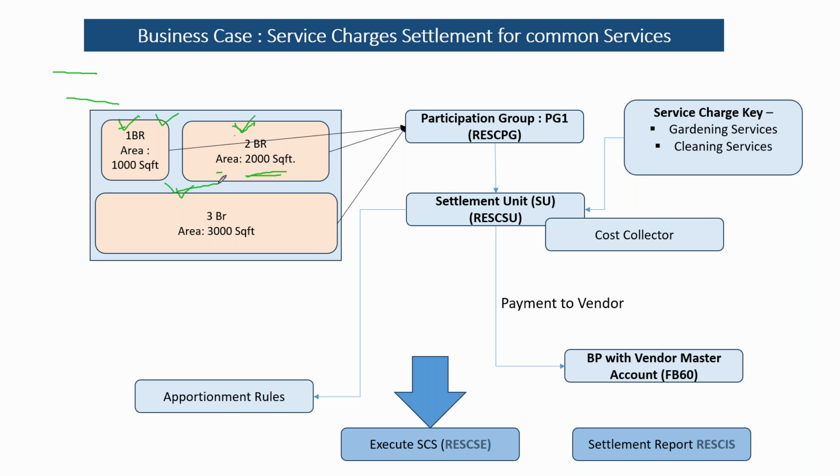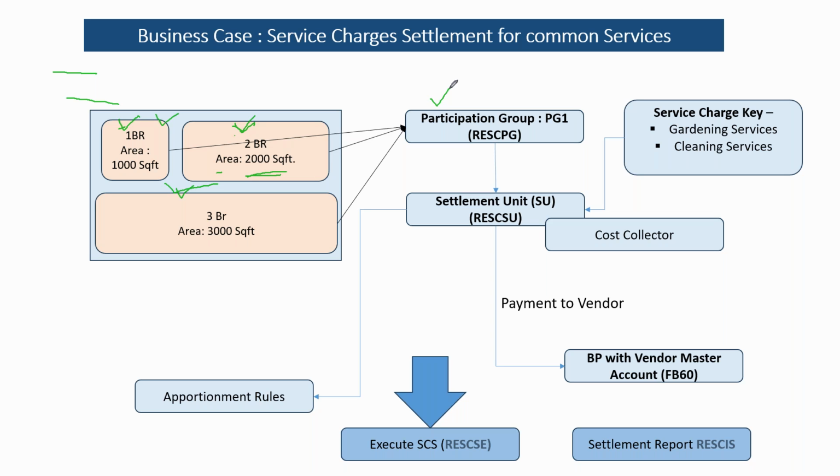When we start service charge settlement, we need to create master data for service charge settlement. The first master data is the participation group. A participation group is basically a group of rental units, or you can say a group of usage view master data, which are participating in the service charge settlement process.